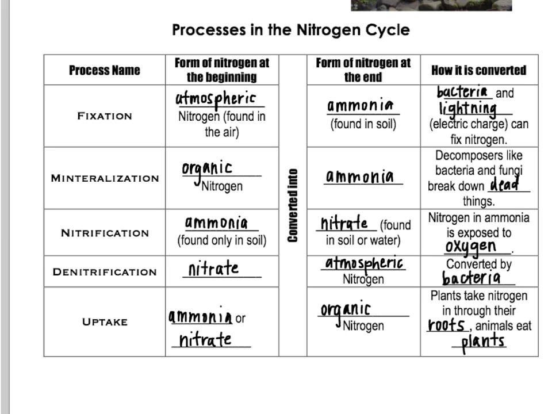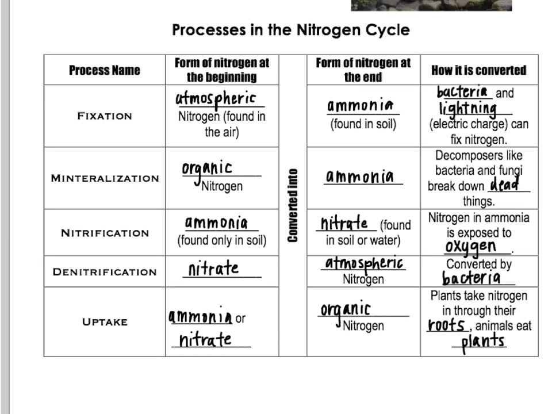Fixation is where nitrogen that's in the atmosphere, in the air, is converted into ammonia in the soil. And this can happen one of 2 ways. Either bacteria can fix the nitrogen, and it's called fixation because the verb is to fix. Bacteria can fix the nitrogen and bring it from being part of the air to being part of the soil, or lightning or some kind of really strong electrical charge can also fix nitrogen.